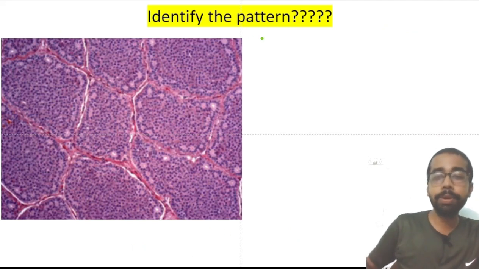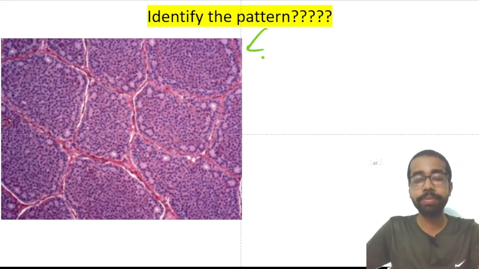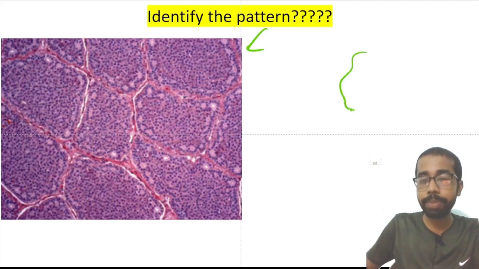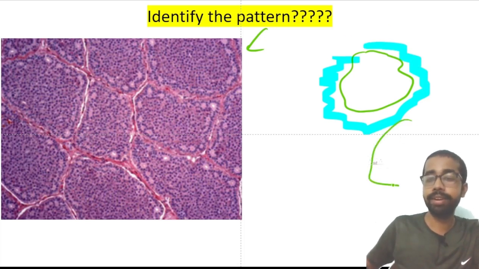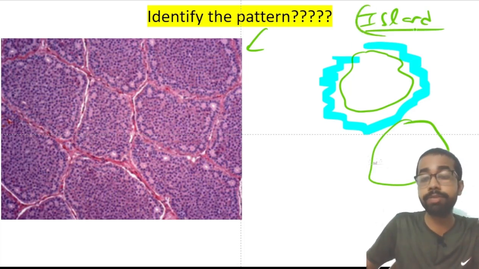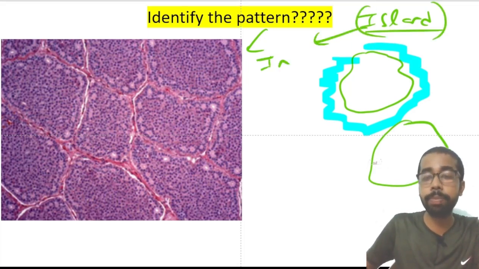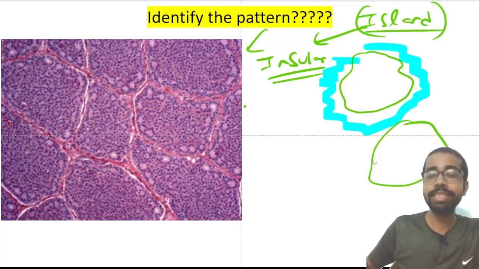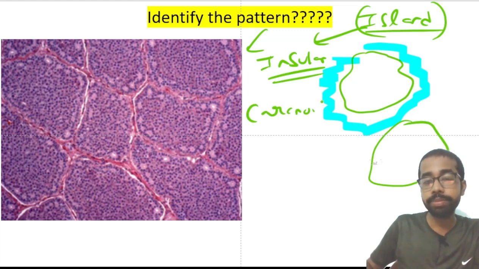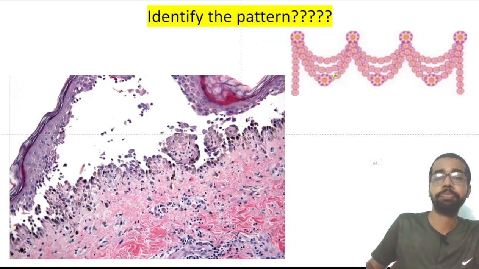Okay. What about this pattern? Any idea? If I show you, it is an island-like pattern, right? Surrounded by some stroma like this, and again another island will be there. This is also referred to as island pattern. In fact, the name of this pattern comes from the word island. It is the insular pattern, right? Where do you get this? In case of carcinoid tumor, you can get it. Some patterns are overlapping. They can say nesting here also, but insular is the preferred term.